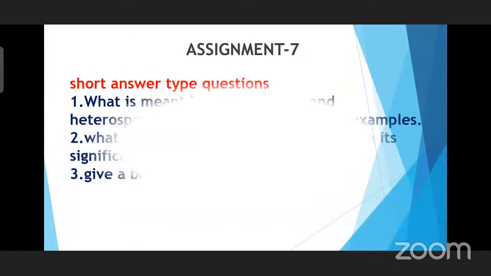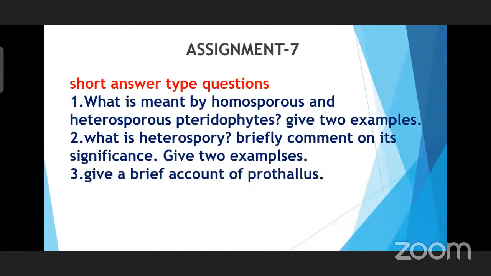Coming to assignment 7, only short answer type questions are given. What is meant by homosporous and heterosporous? Homosporous and heterosporous refer to identical spores: if the spores are the same, they are homosporous; if they are different, they are heterosporous, as in the case of Selaginella and Salvinia, which are non-identical. This condition can be seen here only. In bryophytes, all are homosporous, but in pteridophytes we have both homosporous and heterosporous. For heterosporous examples, Selaginella and Salvinia give non-identical spores.